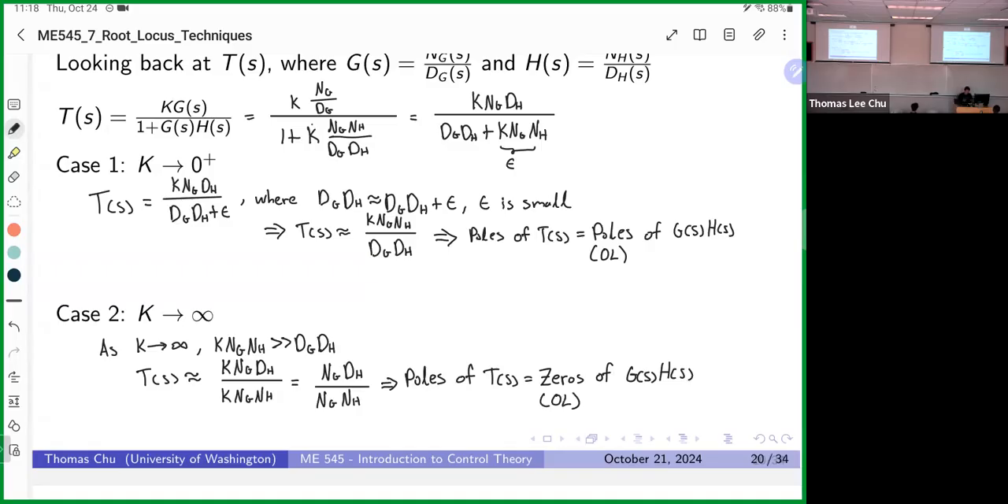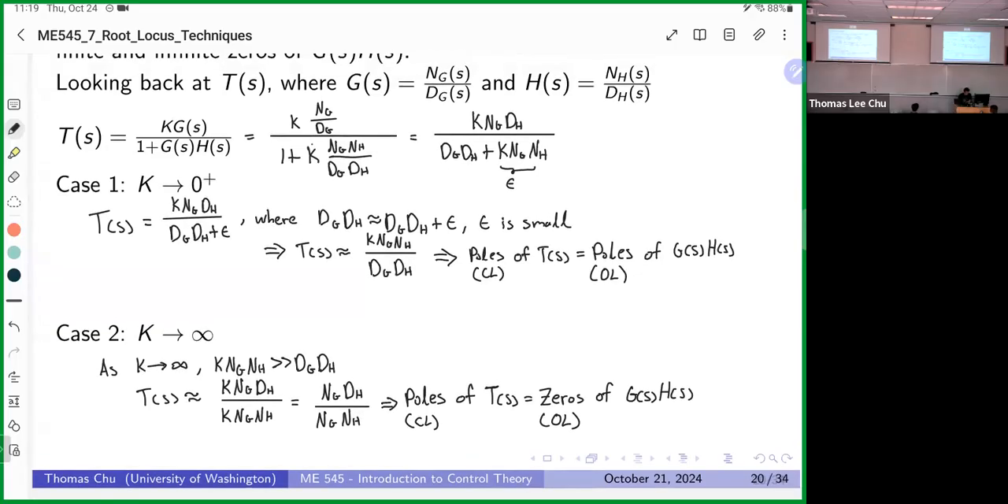This is a very important relationship on why your root locus starts at open loop poles and ends at open loop zeros. These are the closed loop poles of T of S, right? T of S is our closed loop system, so the poles here are closed loop poles. We'll just call it today because I need more time on infinite poles and zeros, but we'll continue this on Monday. Any questions? Yeah.